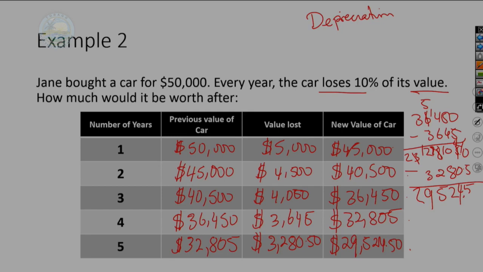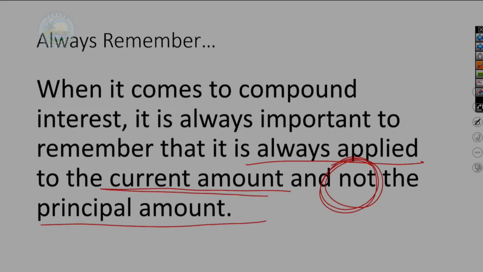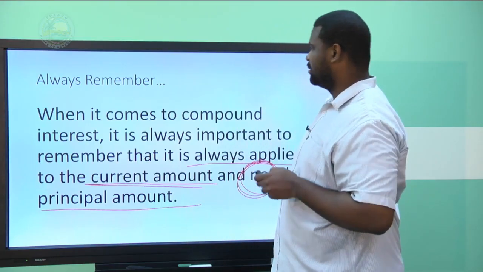So when it comes to compound interest, just understand that every single time you calculate your interest, it's about the current amount. It's on the current amount and not the initial amount. Yeah? So always remember, when it comes to compound interest, it is always applied to the current amount and not the principal amount. Compound interest is always applied to the current amount and not the initial amount. Understand the difference?